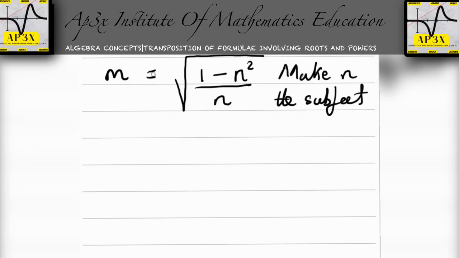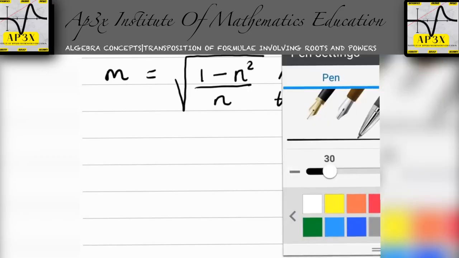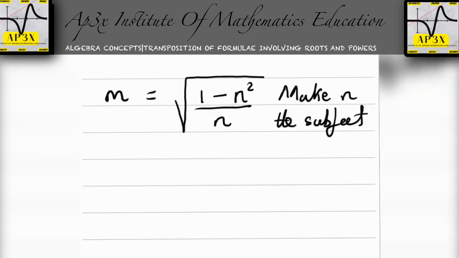m is equal to the square root of 1 minus n squared over n. We are to make n the subject. So of course, naturally, we're going to go ahead and square both sides of the equation. So we're going to square m here, and we're going to square this side here.